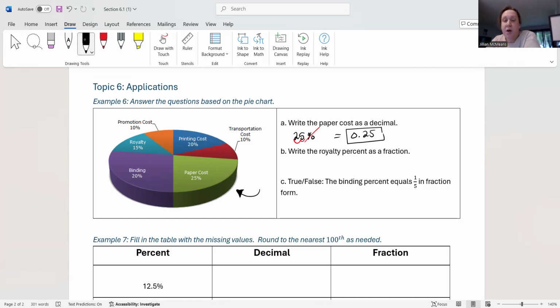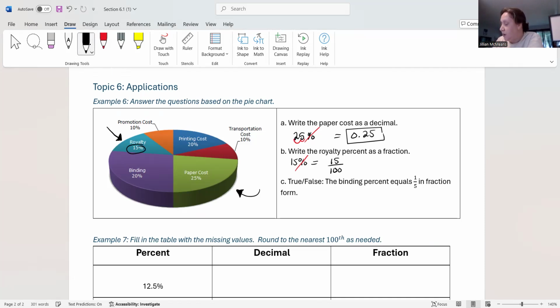Okay. For part B, it says find the royalty percent, and we want to write the royalty percent as a fraction. Well, the royalty percent is right here. It's this kind of teal blue color, and we're looking at 15%. So we want to say, okay, we've got 15%. In order to write this as a fraction, we drop the percent symbol, and then we put whatever the number is over 100, and we simplify.